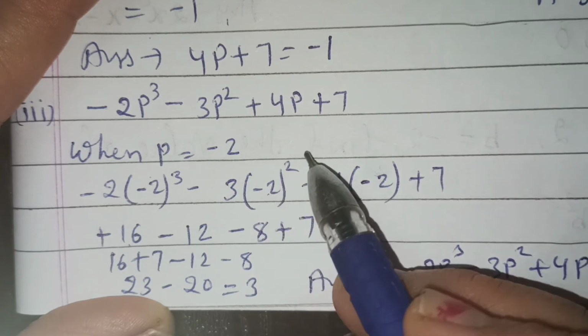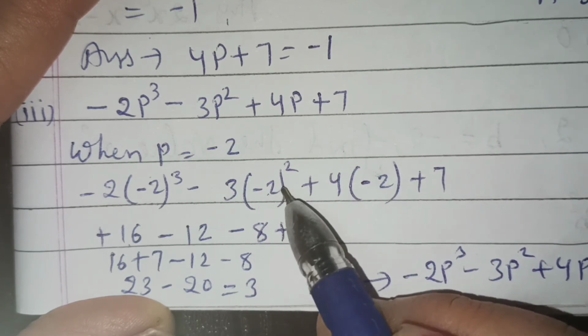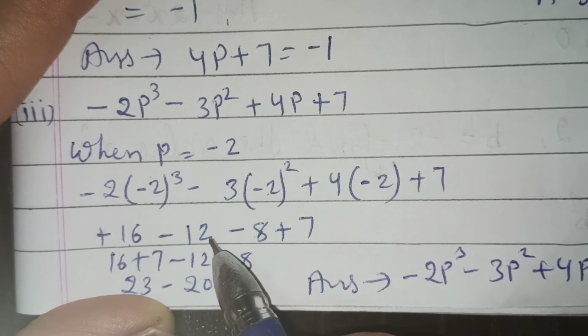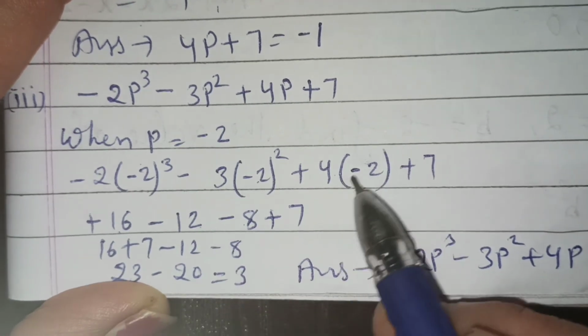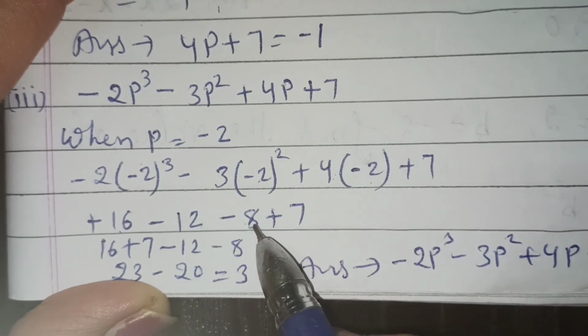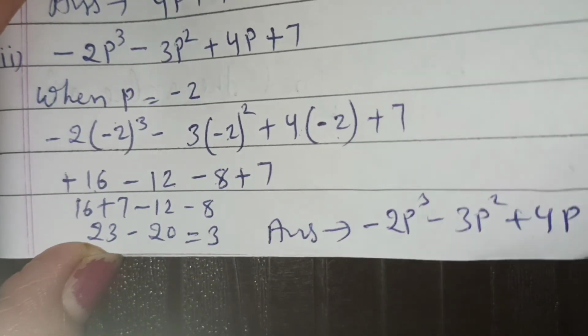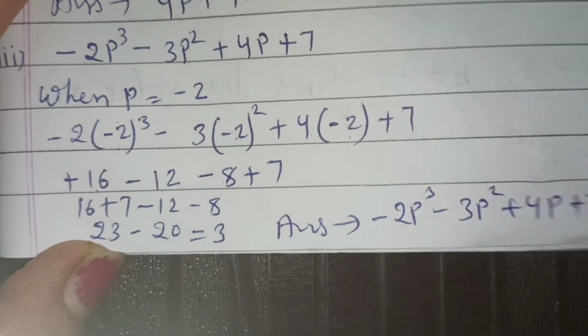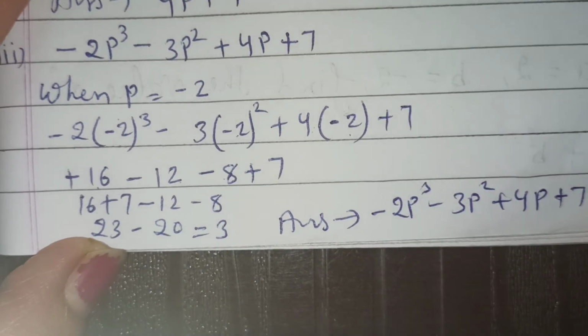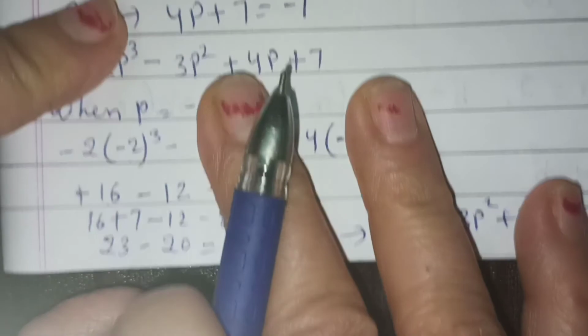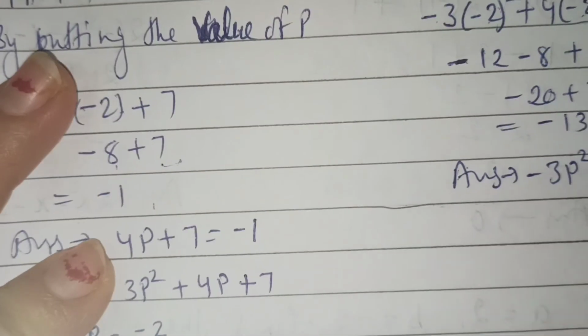Here see, minus 2 into minus 2 will be 4. 4 into minus 3 is minus 12. Here see, 4 into minus 2 is minus 8 and 7 as it is. And when we calculate, we get the answer 3. Here the answer is 3. So we have completed 2 questions of this exercise also, 12.3.